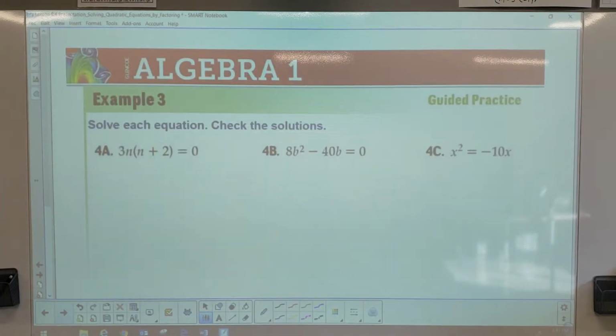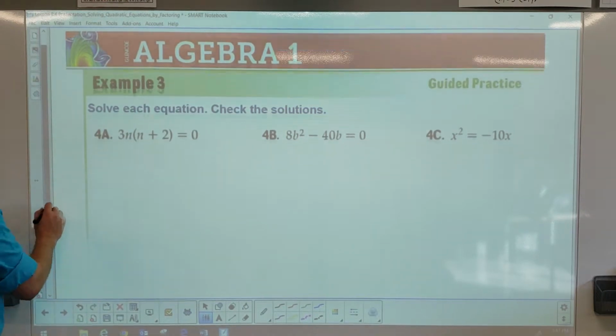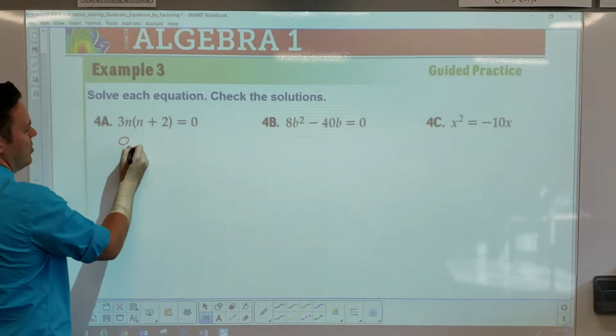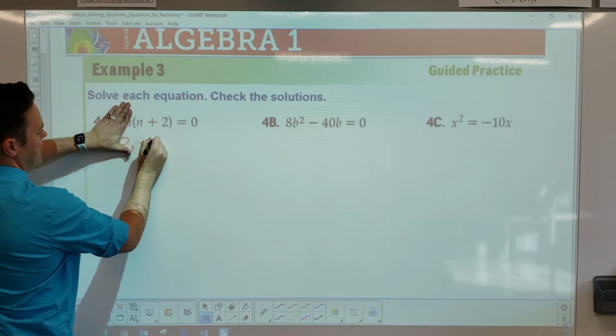Try that one, please. All right, this one's pretty simple and straightforward. This would be a what? That'd be a 0 and negative 2.